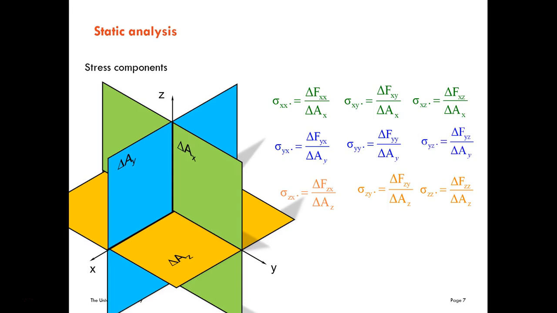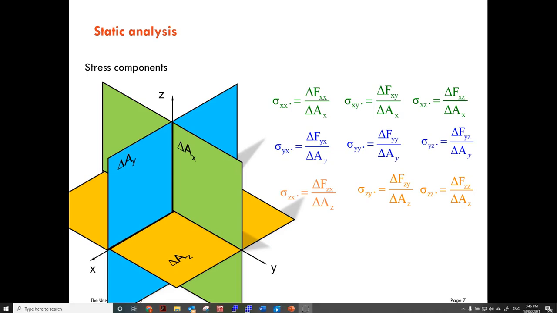So in total you have 9 components of the stress tensor, and this stress tensor is called the Cauchy stress tensor. After the definition of the Cauchy stress tensor, we are going to derive the static equations.